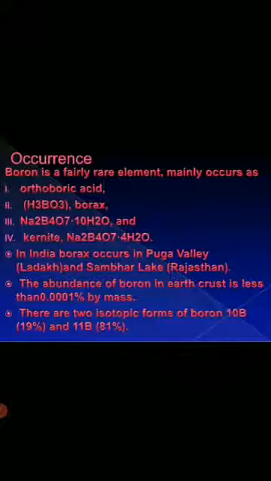Na2B4O7.4H2O. In India, borax occurs in Puga Valley, Ladakh, and Sambhar Lake, Rajasthan. The abundance of boron in earth crust is less than 0.0001% by mass. There are two isotopic forms of boron, 10B 19% and 11B 81%.